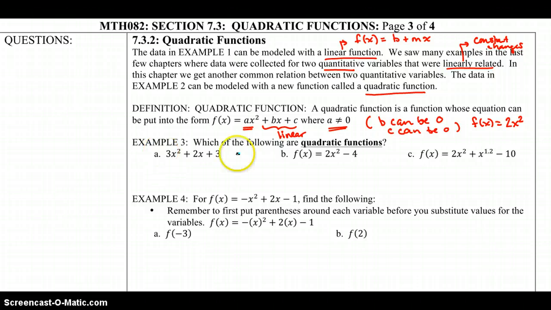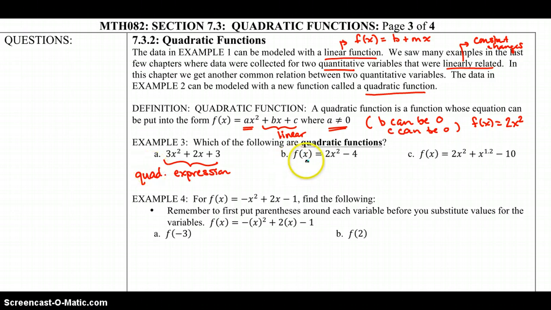In example 3, we're asked which of the following are quadratic functions. The first one looks an awful lot like a quadratic function. We've got an x squared term, which a quadratic has to have, and then we've got some x terms and constant terms, which are okay for it to have. But the problem here is that we don't have this equal to y, some other variable, or f of x. This is just an expression. We could call it a quadratic expression, but it's not a quadratic function the way that it's written.